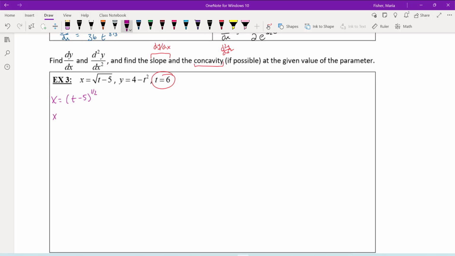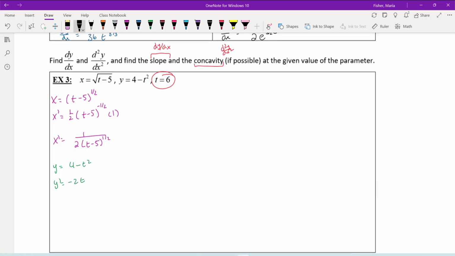What is the derivative? Well, x prime is going to equal 1/2 times (t minus 5) raised to the negative 1/2 times the derivative of the inside, which is just 1. If I clean that up a little bit, that'll become 1 over 2 (t minus 5) to the positive 1/2. Y here is equal to 4 minus t squared, therefore y prime is negative 2t.